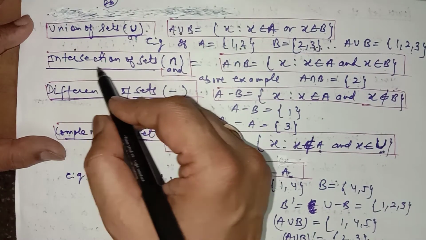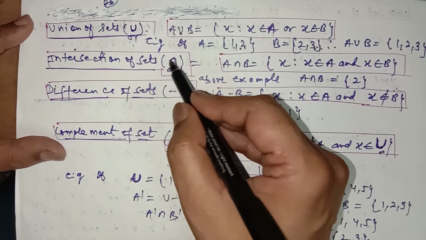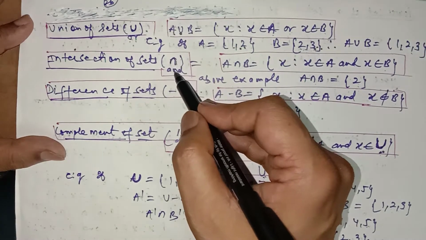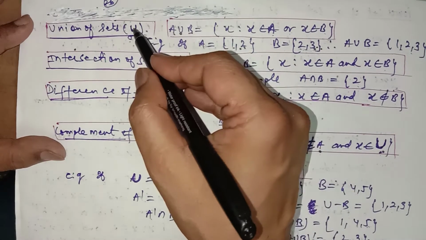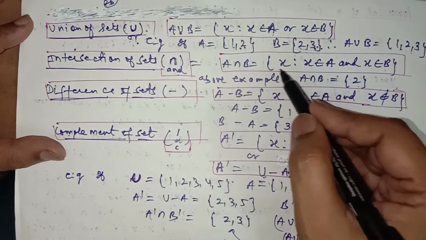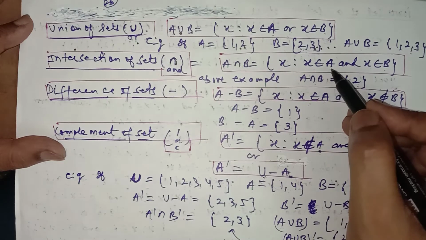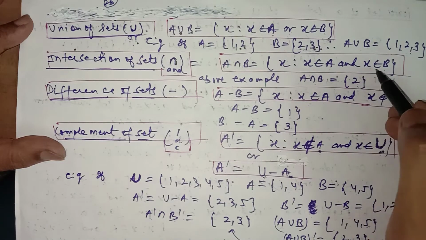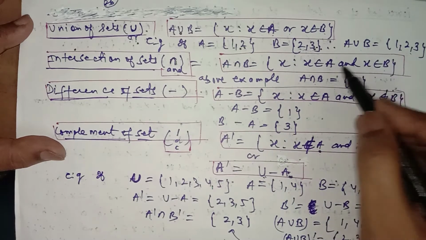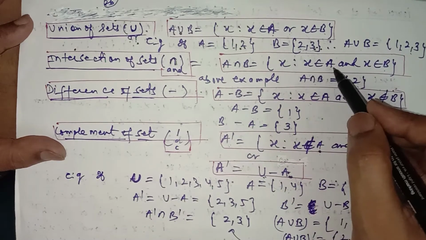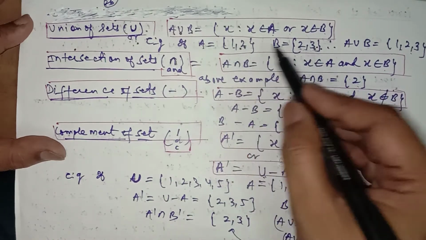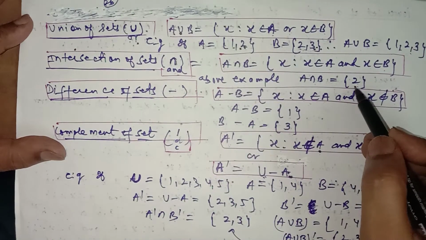After that we have the intersection of sets. It is denoted by this sign, and it means and. Union means or. A intersection B means x such that x belongs to A and x belongs to B. And means the element should belong to both, or be common to both sets. It is known as the intersection of sets. In the above example, A intersection B will be 2. 2 is common to both.